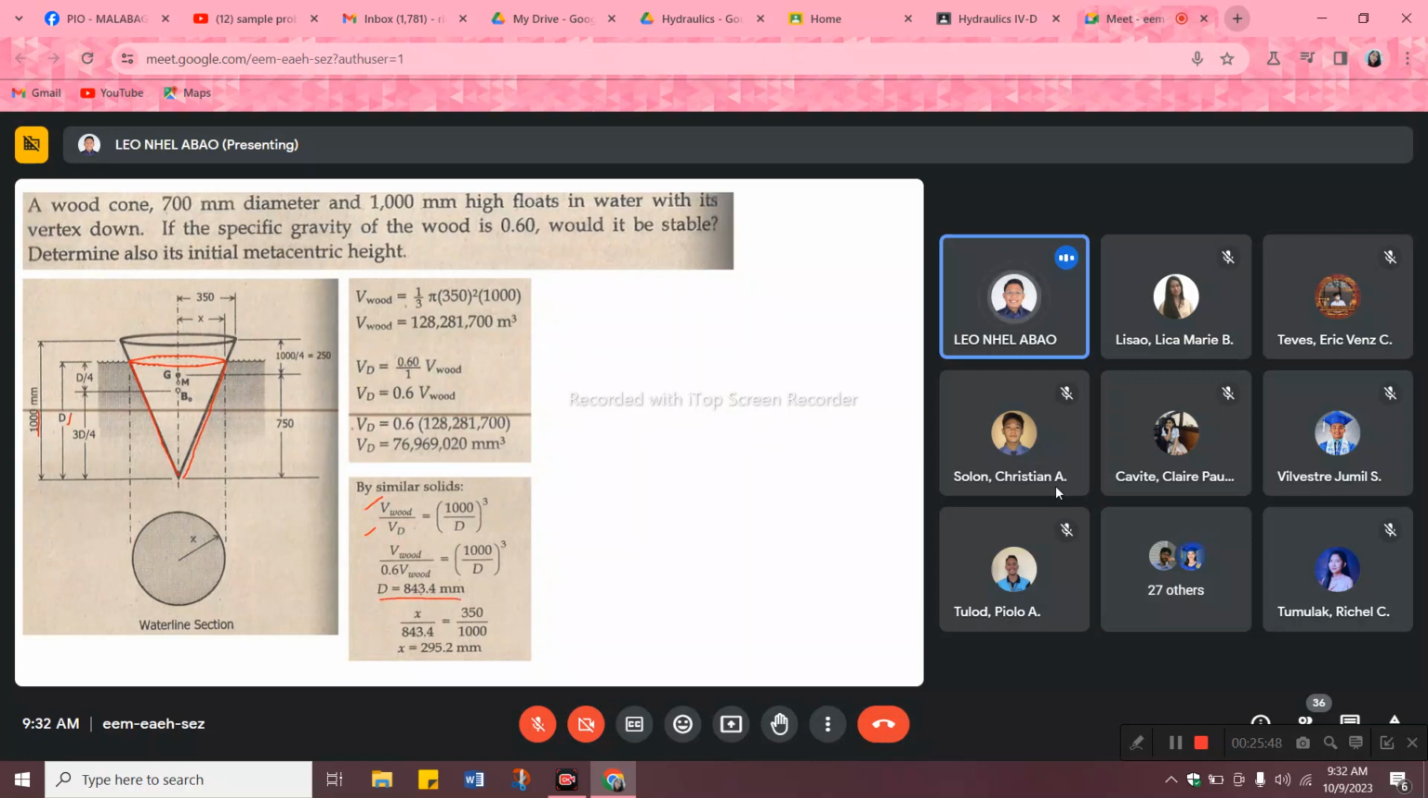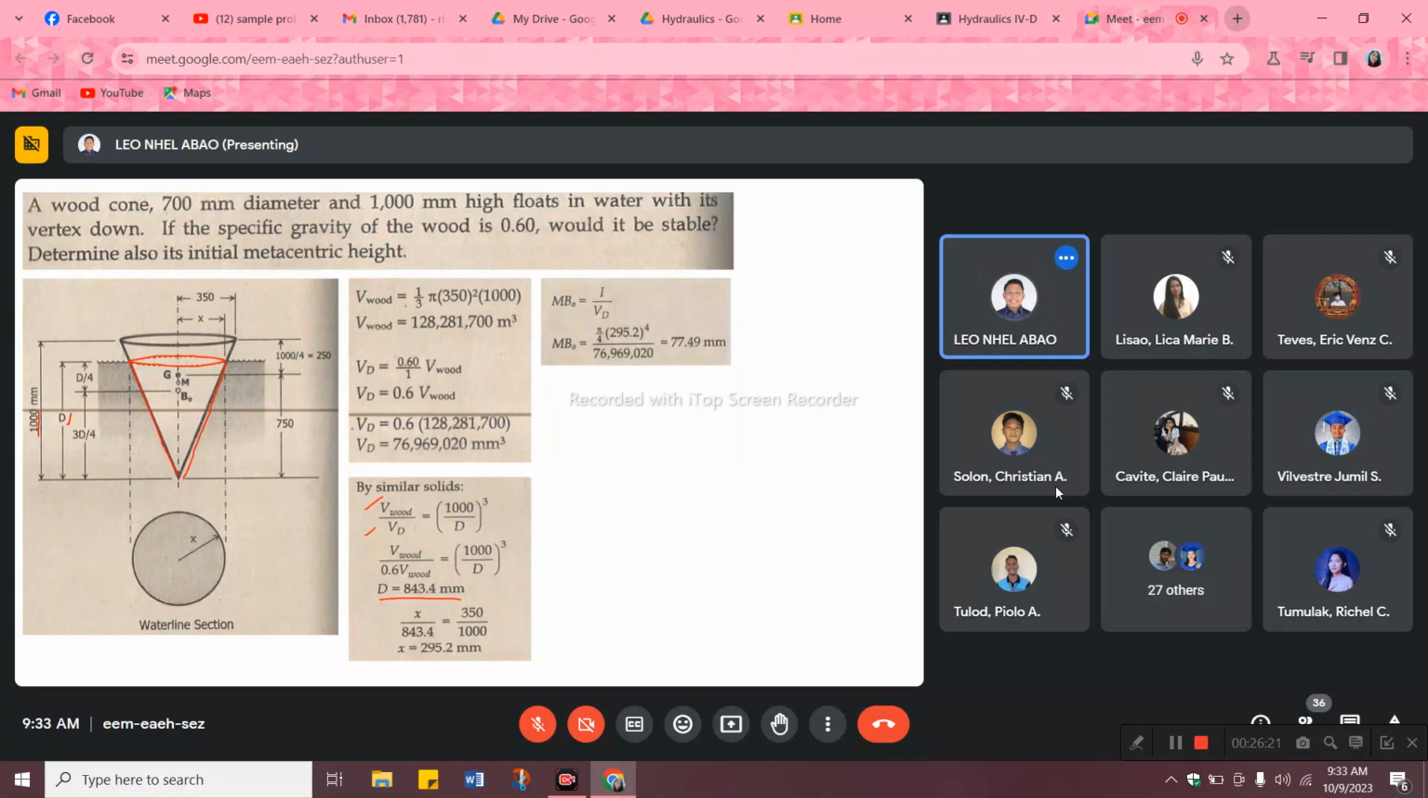Our draft is 843.4. Now again, there is a similarity. X is the radius of the displaced volume. Let us compare it with the draft, which is 843.4. There is a similarity: 350 radius to the whole, where the height is 1,000. Therefore we can also get our X.